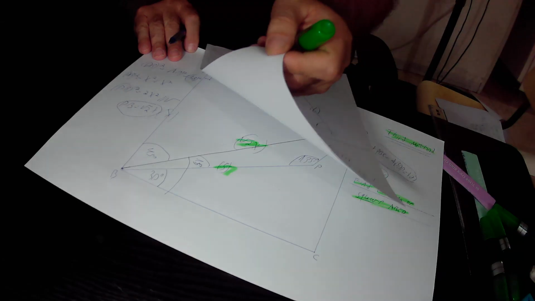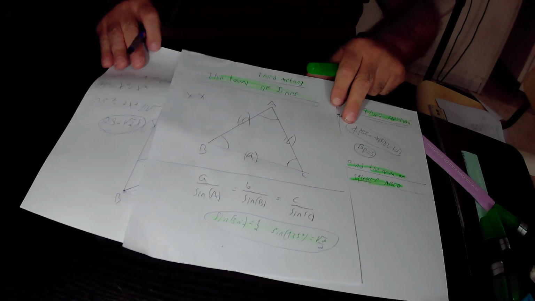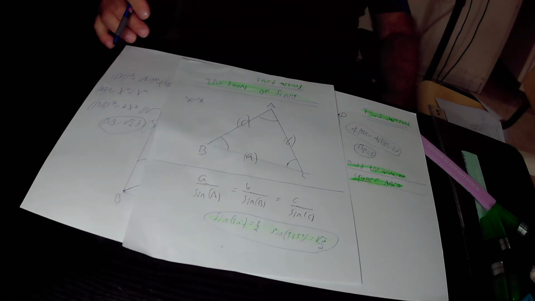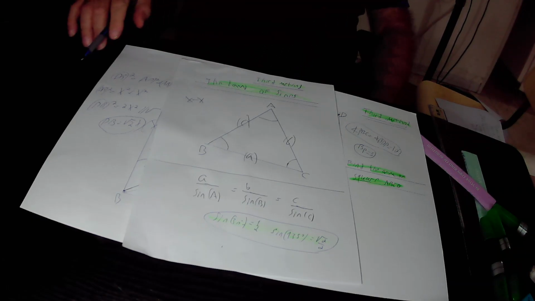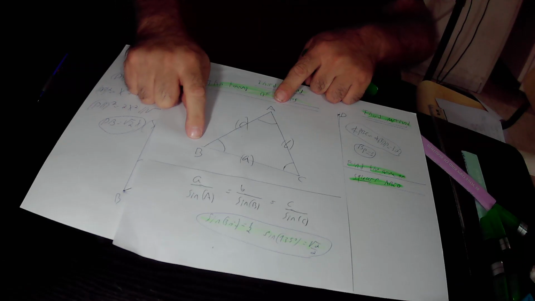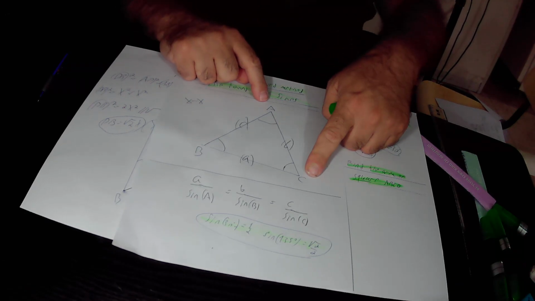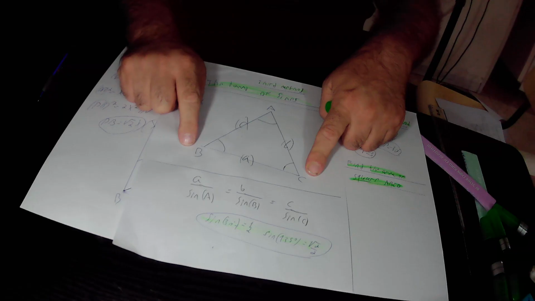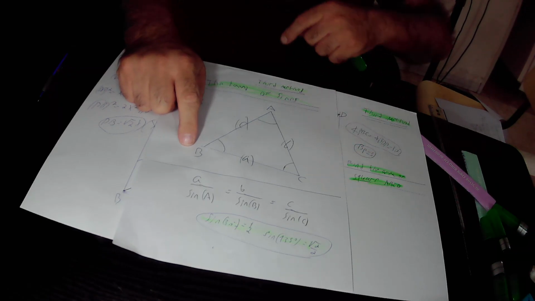So what is the law of sines? This is a triangle ABC that would be any triangle. This is side AB of triangle ABC that equals C units in its length. This is side AC that equals B units in its length. This is side BC that equals A units in its length.